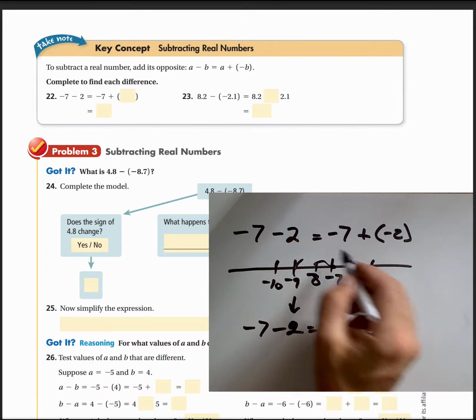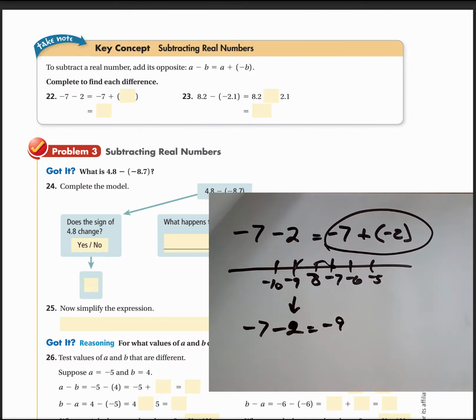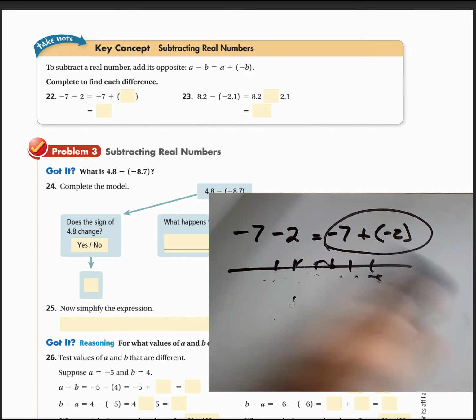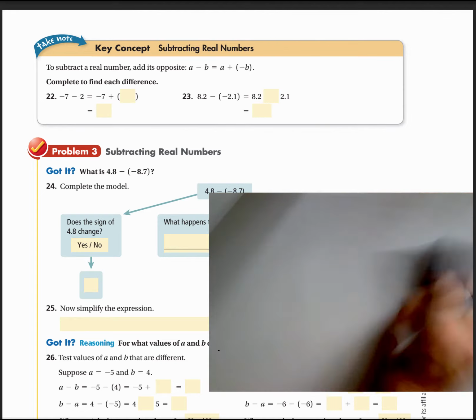I don't really care for teaching it this way, just because you're doing extra steps. I don't think you have to. I'm going to show you some real slick ways to work with negative numbers in just a second. Let's erase this. Okay?